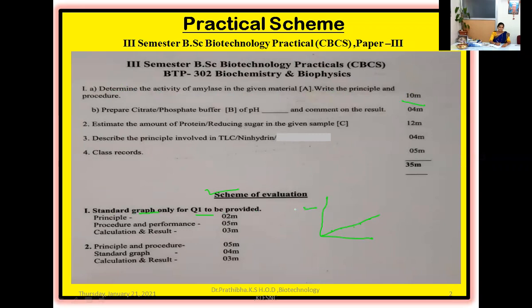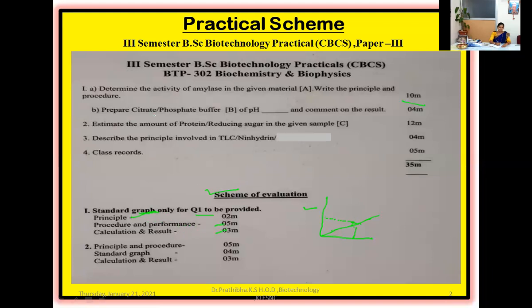You need to check the enzyme activity, and on this particular standard curve you need to plot the unknown. That's it for question number 1. Principle carries 2 marks, procedure and performance carries 5 marks, calculation and result carries 3 marks.